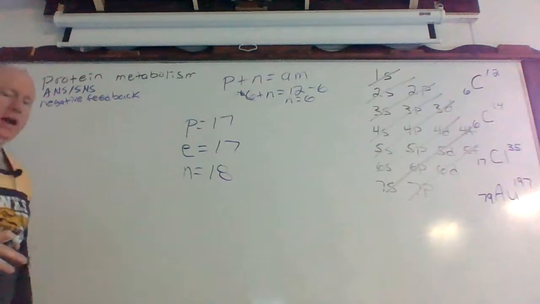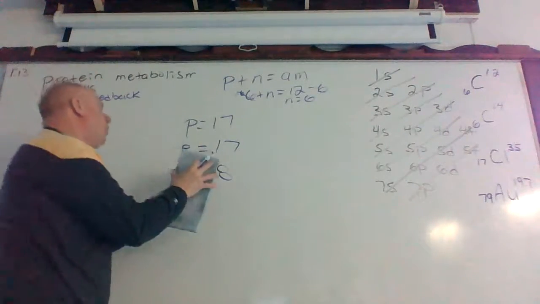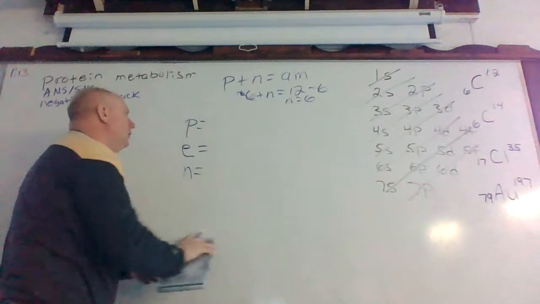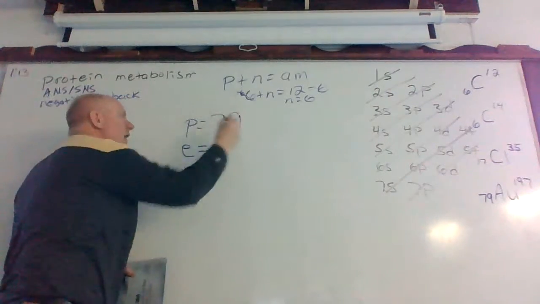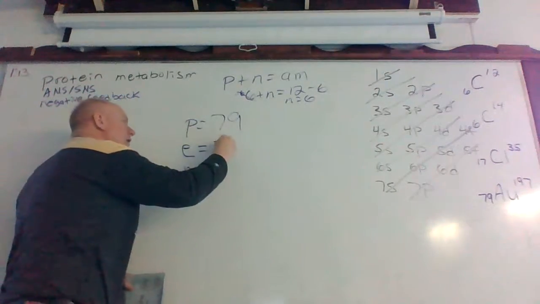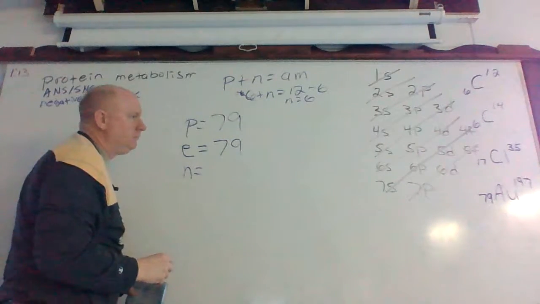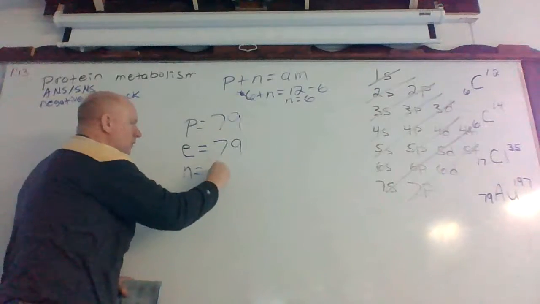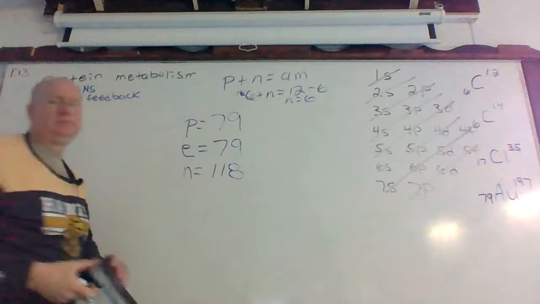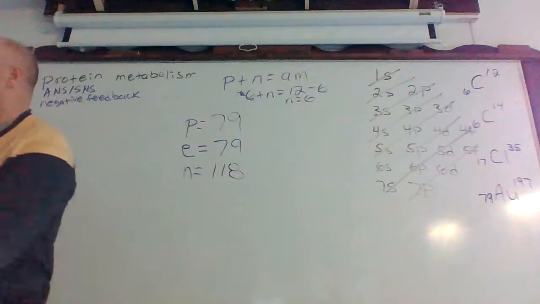So now, finally, what can you tell me about gold? 79 protons. 79 electrons. I think there's 118.